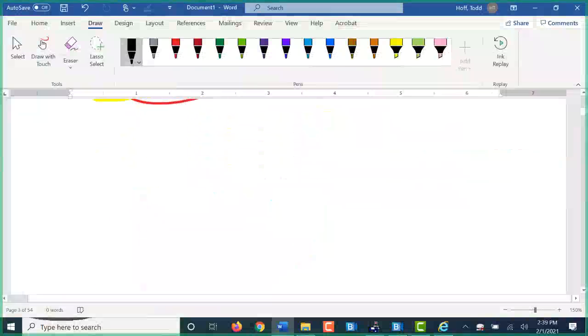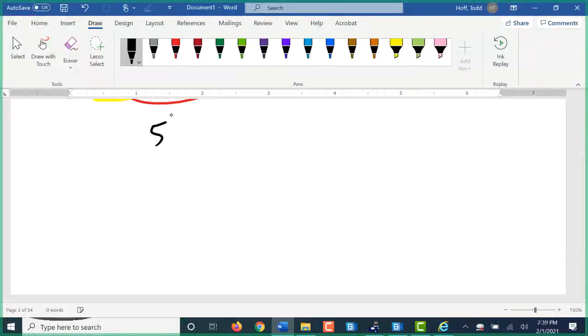Again, we're not going to spend a lot of time with simple fractions. We're going to jump up to mixed numbers. So we're going to do 5 1/3 times 7 1/4.